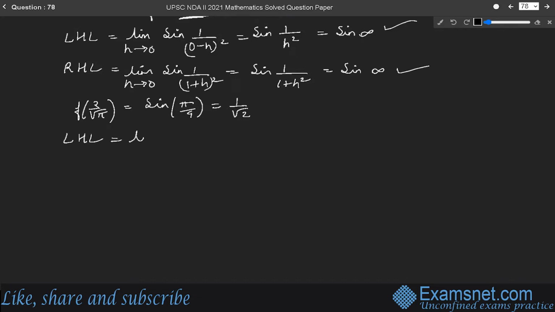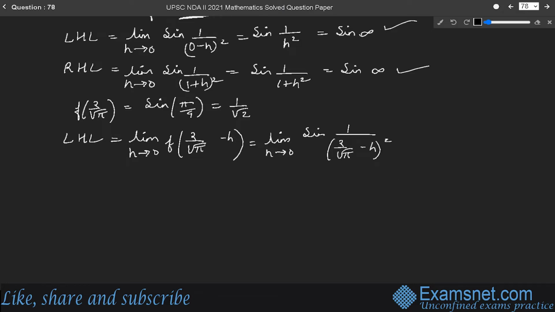Left hand limit is limit h tends to 0 f of 2 upon root pi minus h, which will be equals to limit h tends to 0 sine 1 upon 2 upon root pi minus h whole square, which will give sine pi by 2. Sine pi by 2 is 1 by root 2.